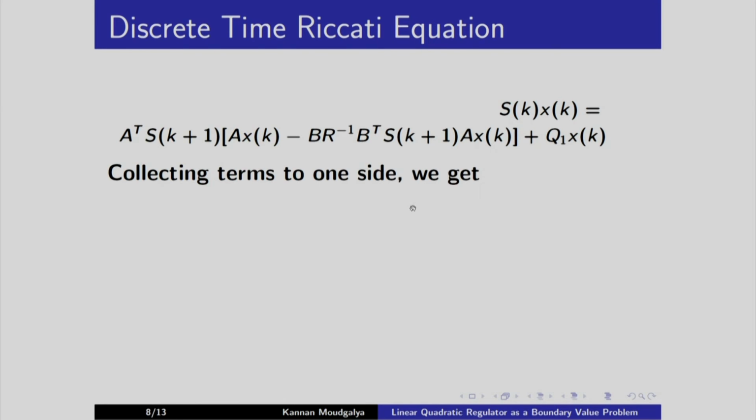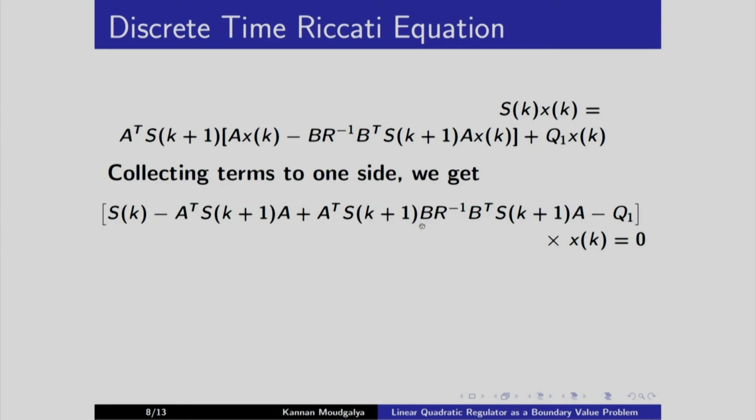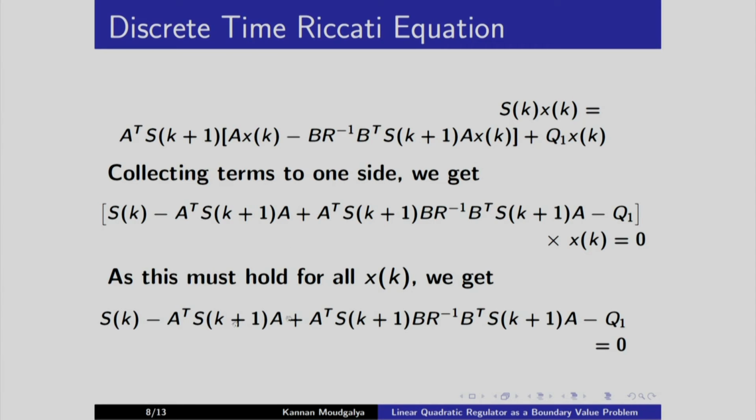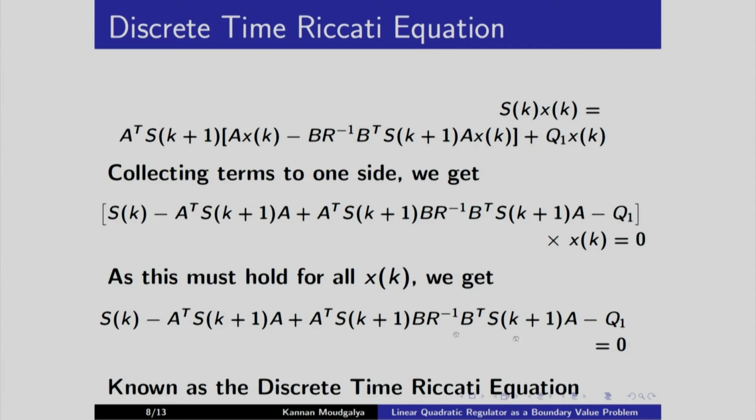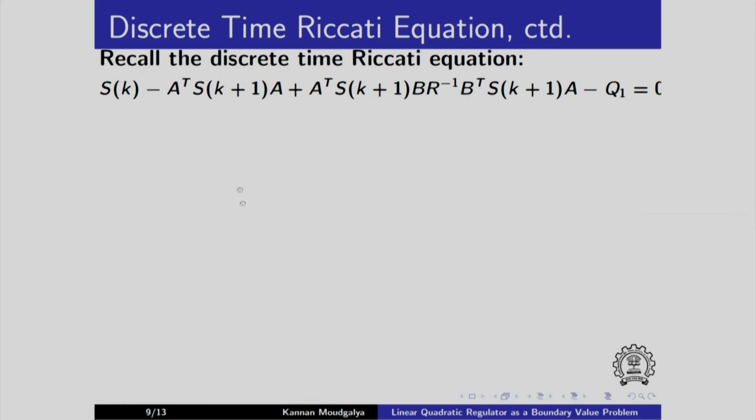We will collect all the terms to one side, we get this expression. Notice that every term has xk on the right hand side, so I pull it out. Now this is true for all x, so whatever is in the bracket should be equal to 0, so I get this equals 0. This is known as the discrete time Riccati equation. So we will start with the discrete time Riccati equation in the next slide.